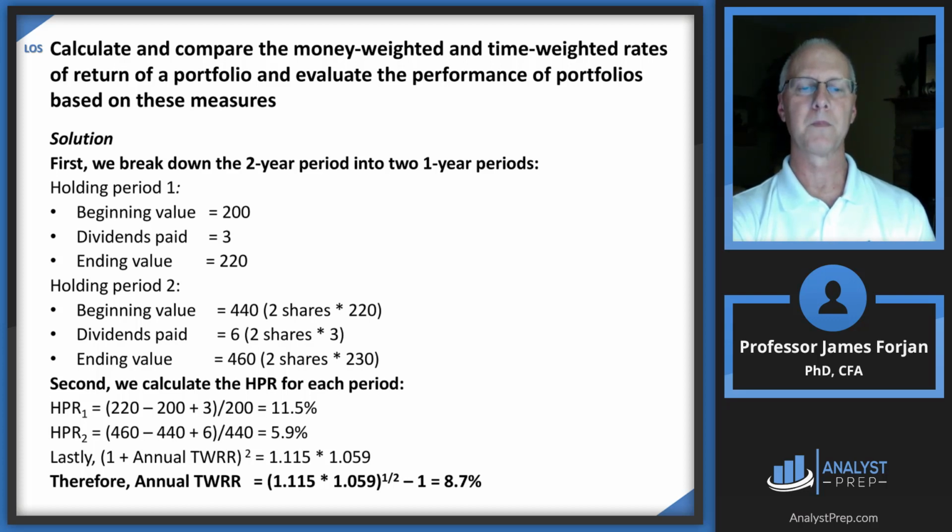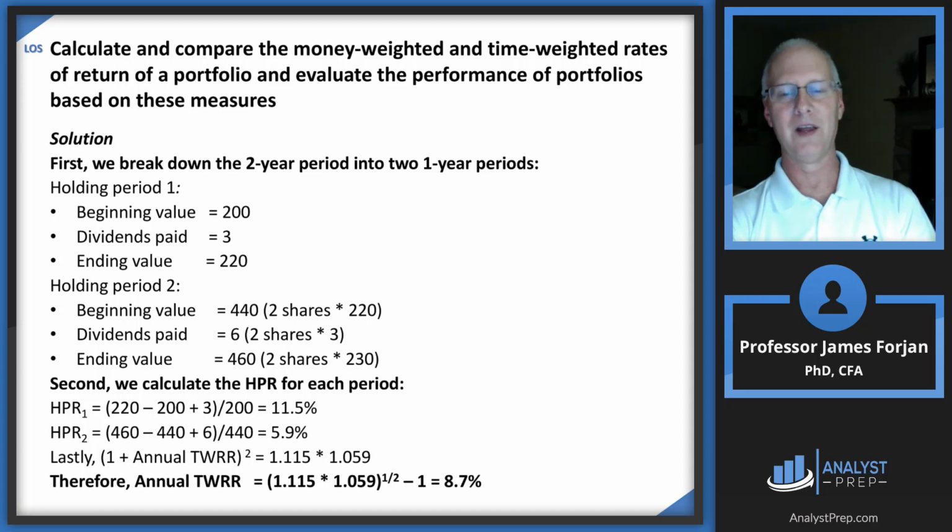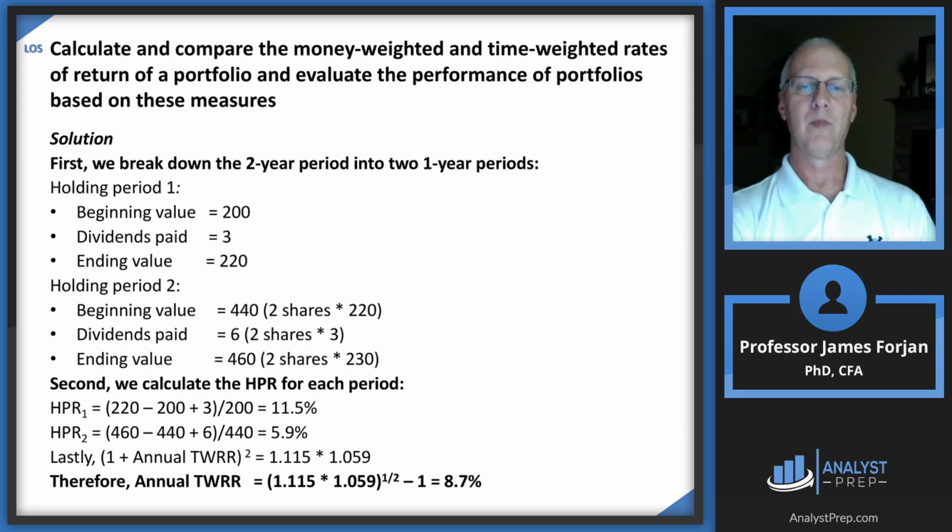And then the time-weighted return, all we do is take 1 plus the 11.5% times 1 plus the 5.9%. And remember, that's 2 years. So to kind of decompound it, that's my word, to decompound it, we raise it to the 1/2 because it's 2 periods, and we get 8.7%.